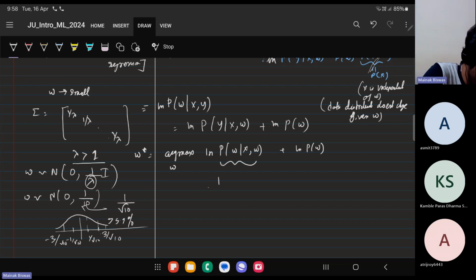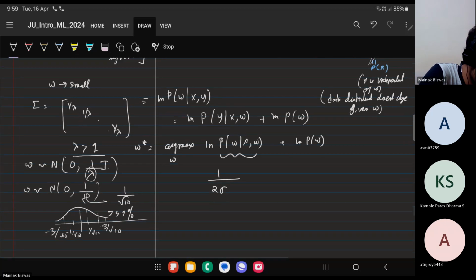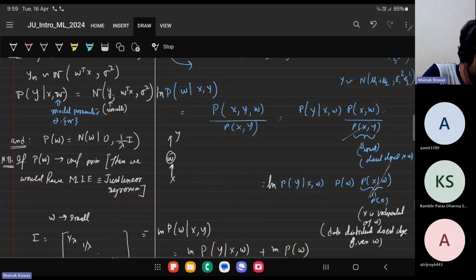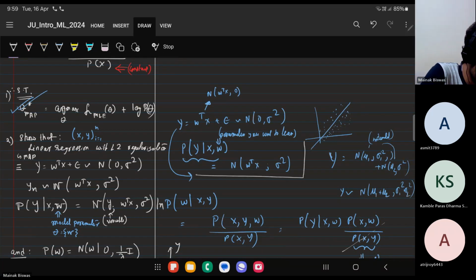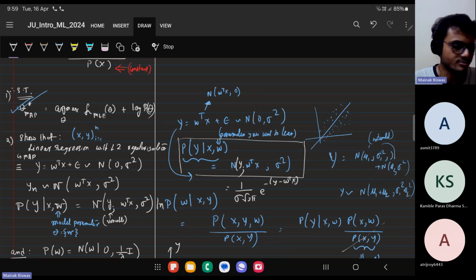So what is this? 1 by sigma root 2 pi, e to the power of minus, what is it? Tell me the distribution. What is this closed form? 1 by sigma root 2 pi e to the power minus y minus w transpose x squared, by 2 sigma squared. Yes or no? This is the mean and this is the random variable.